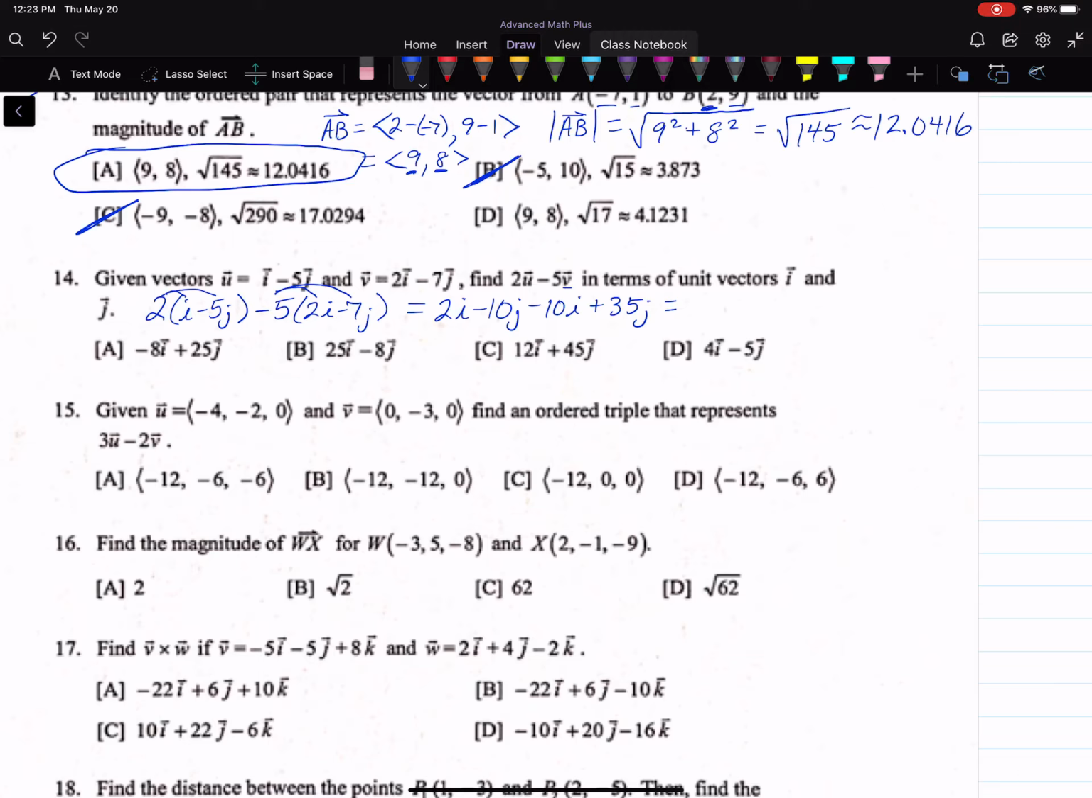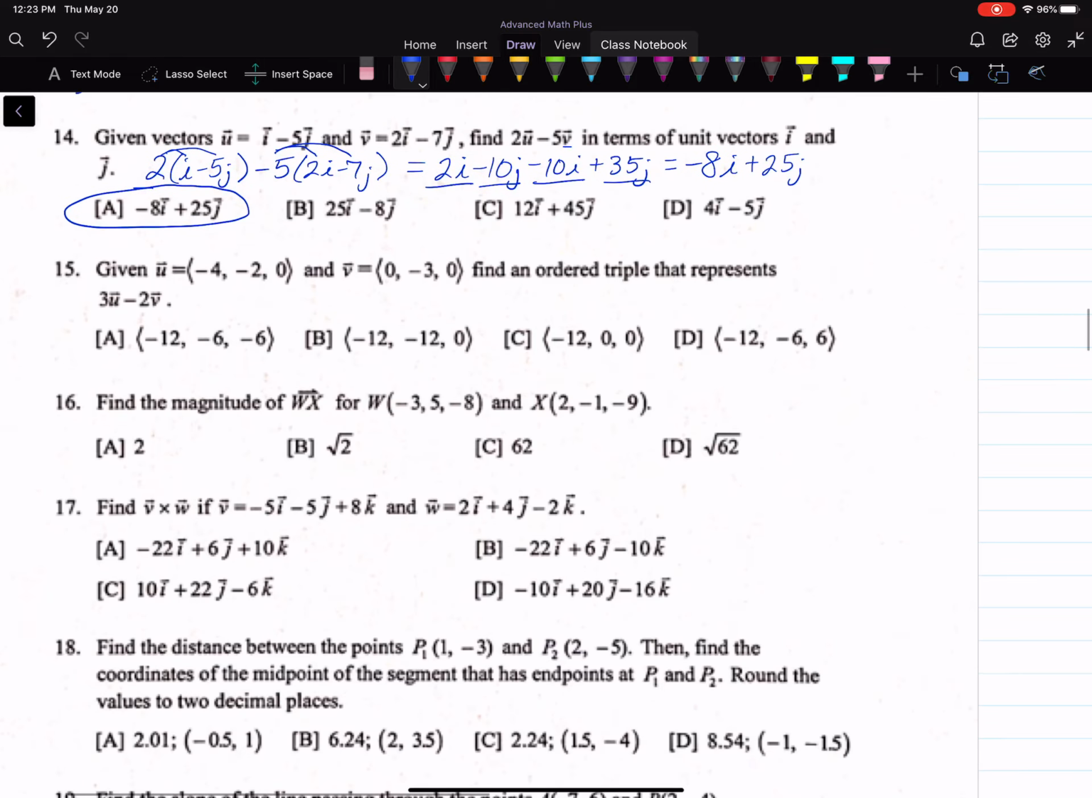And then you just add your like terms. So we got a 2i minus 10i would be negative 8i. And we have negative 10j plus 35j is positive 25j, which is A. A lot of A's so far. Okay. Easy enough.